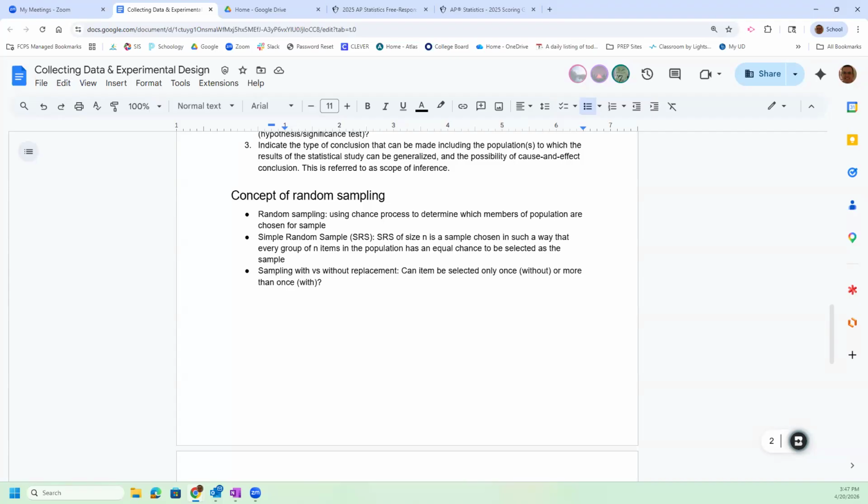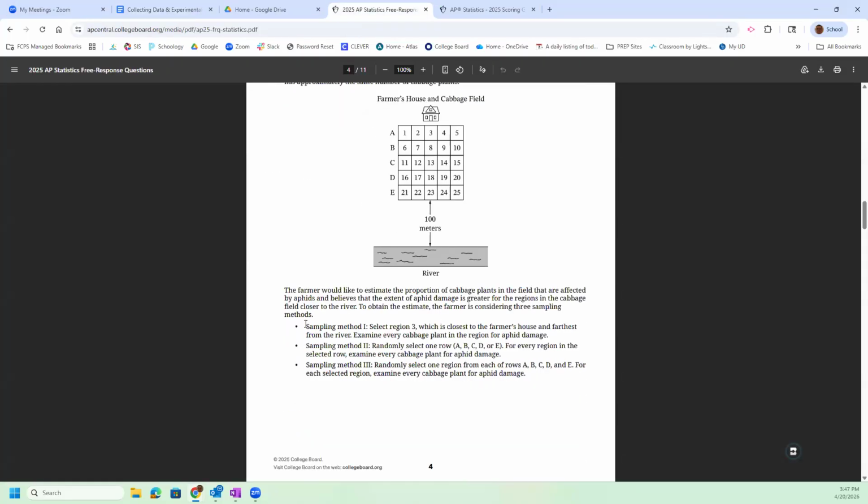So there are some methods that could be introduced to you that are bad methods. Let me go back to this question so I can explain what I mean about bad methods. Let's take a look at this first sampling method. The farmer's worried about aphids. The farmer believes that the aphids are worse closer to the river. Sampling method 1 says the following: he is going to go to region 3, which is the closest to his house and farthest from the river, and examine every cabbage plant in the region for aphid damage.